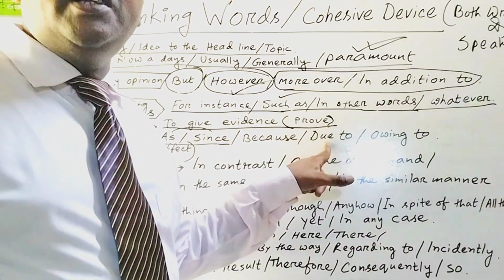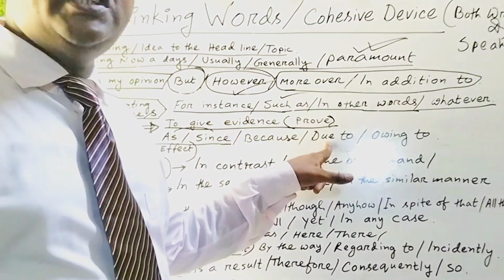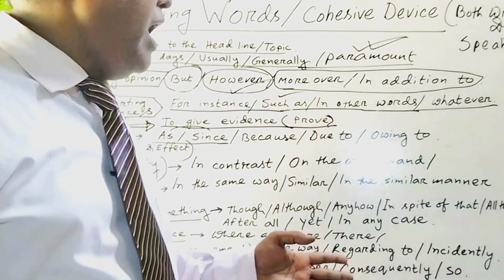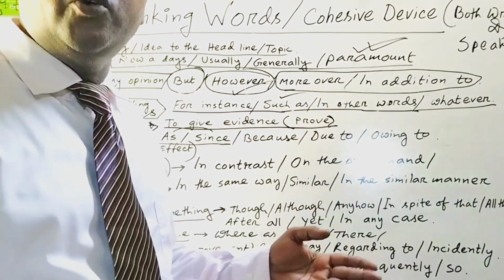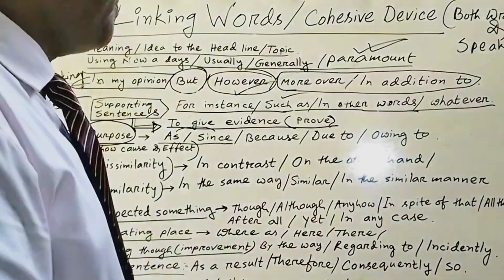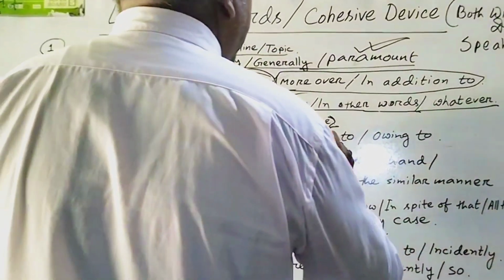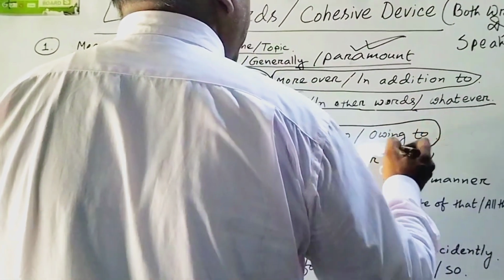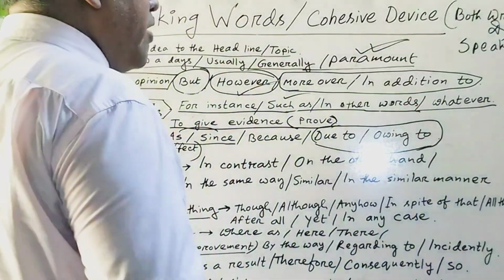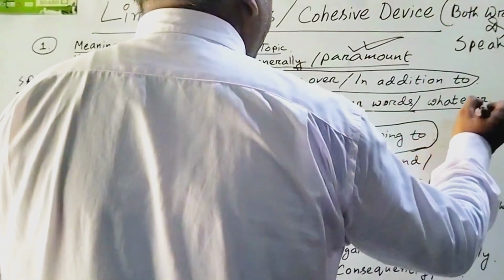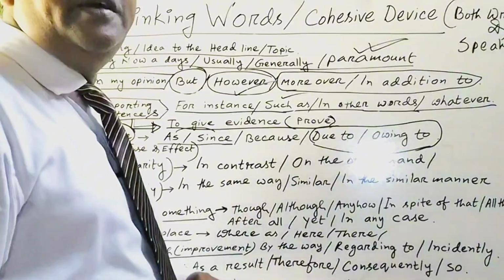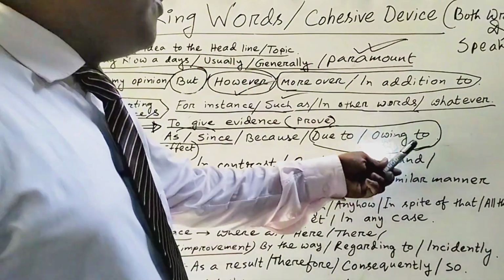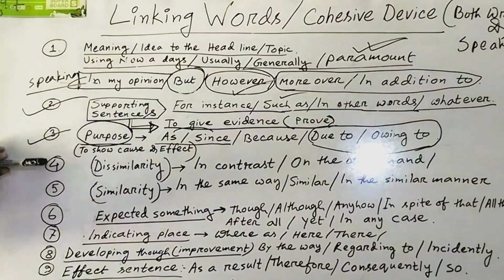Due to is used for introducing a sentence. Due to heavy rain falling, I could not dare to go out from my room. Owing to, কারণবশত, both are causal words. Owing to my illness, I could not join my job. Owing to my illness, due to my illness, the same one, কারণবশত. Thank you, my dear viewers.